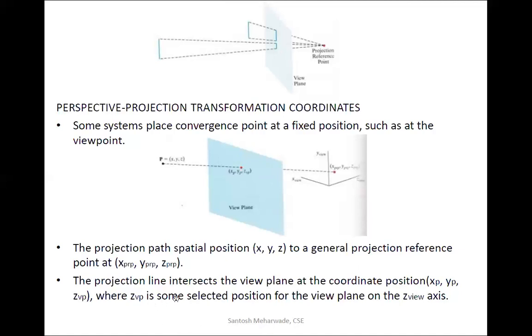We will think that x and y values always change, while the z value is always constant. With respect to that, we keep it as zvp, which is some selected position for the view plane on the z view axis. So zvp is nothing but the view plane on the z view axis.